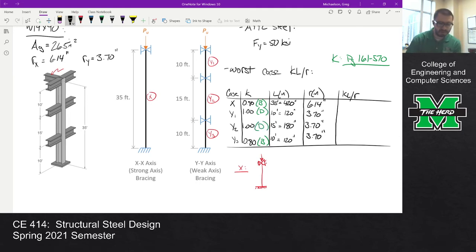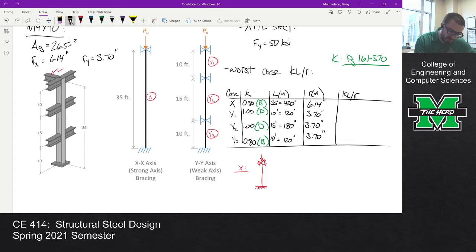All right. So is everybody good with those values? That should be pretty straightforward. So what we're going to do is we're going to do it row by row. So the top row and then moving down. And we're going to do KL over R. So I'm going to do the first one. So 0.8 times 420 divided by 6.14.